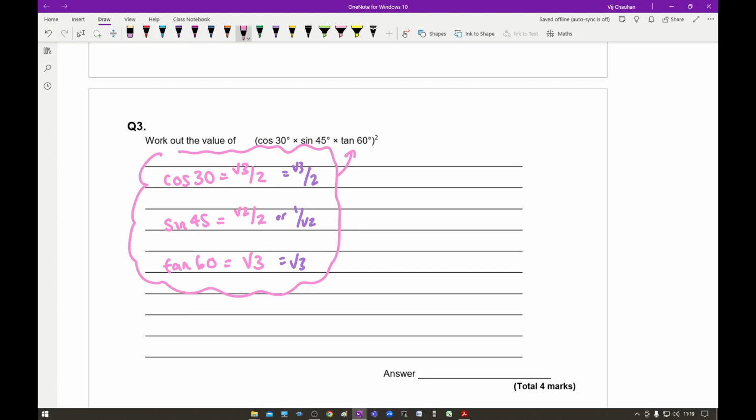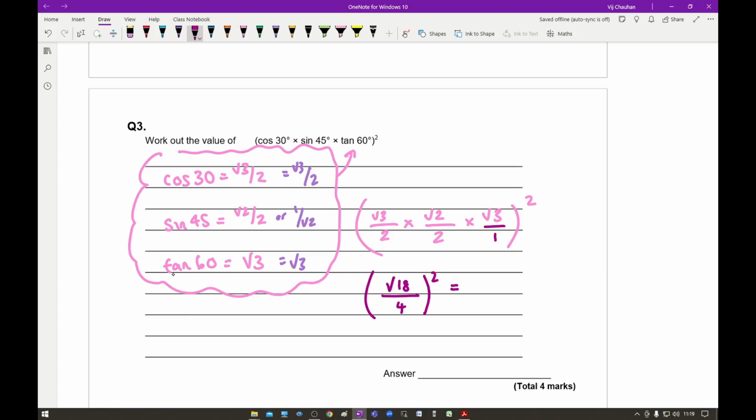into this, we get root 3 over 2 multiplied by root 2 over 2 multiplied by root 3, and that's all squared. There's a couple of ways in which we can handle this. I'm going to simplify what's in the bracket first. Remember, we're multiplying, so we can multiply surds with surds, numbers with numbers. So here I've got root 3 times root 2 times root 3, which is going to give me root 18, over 2 times 2 times 1, which is 4. And that's all squared.